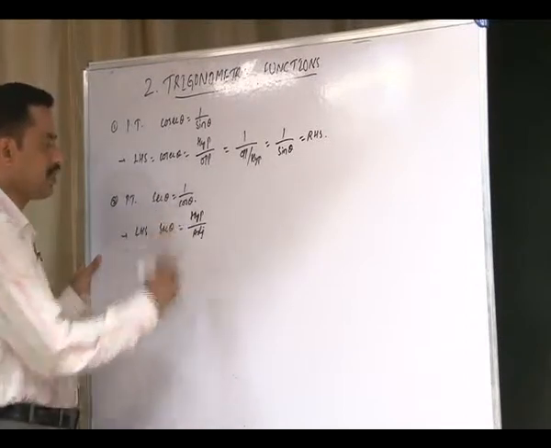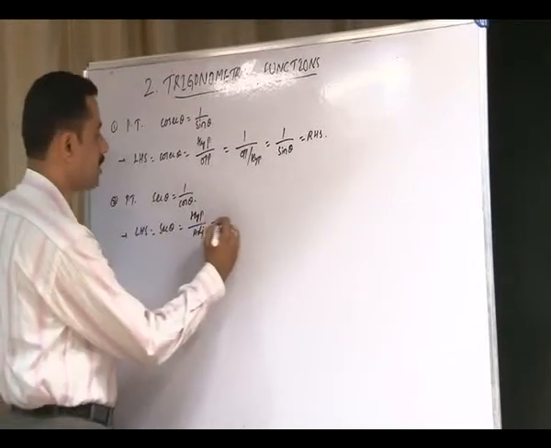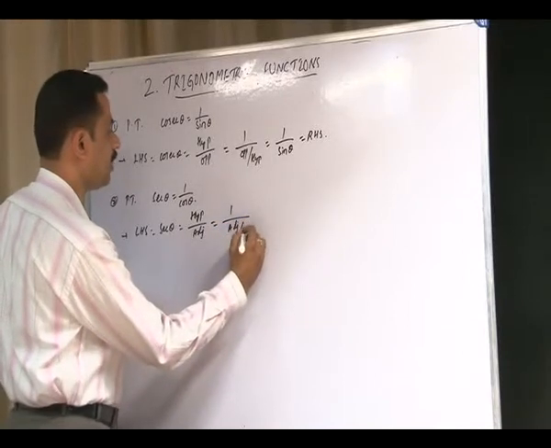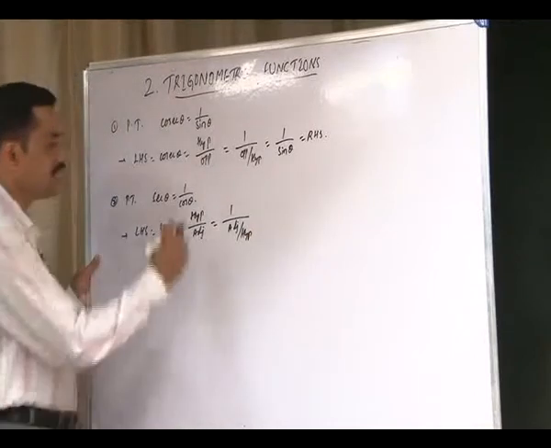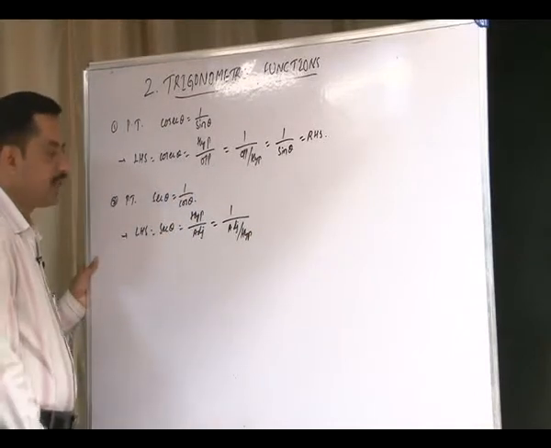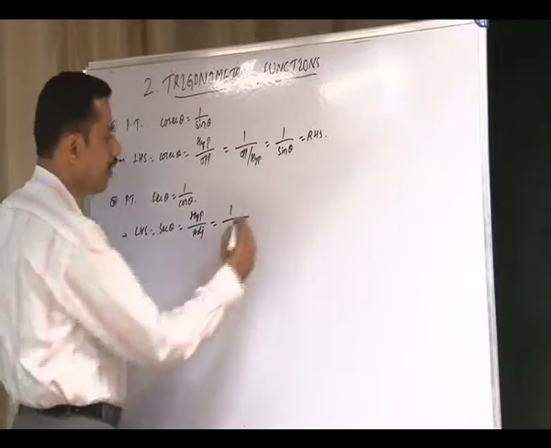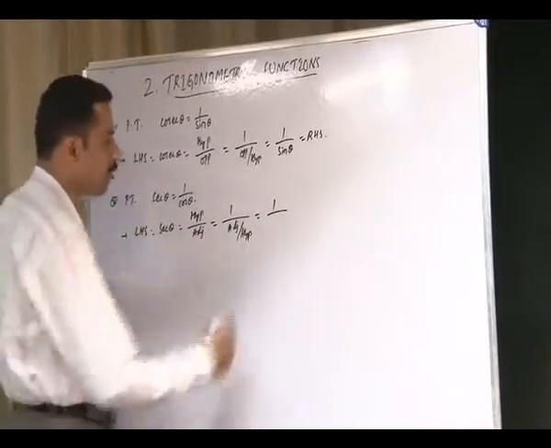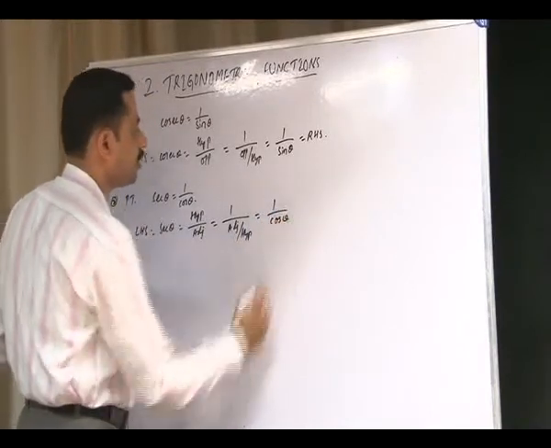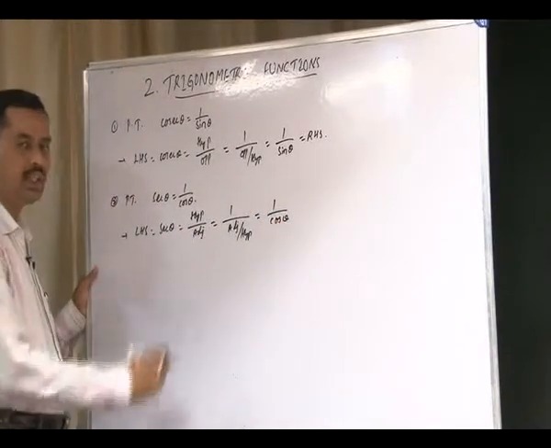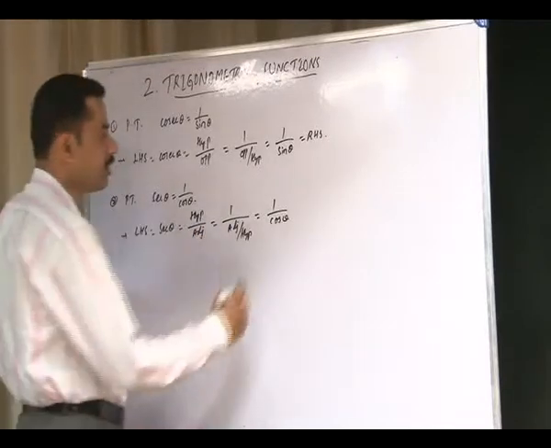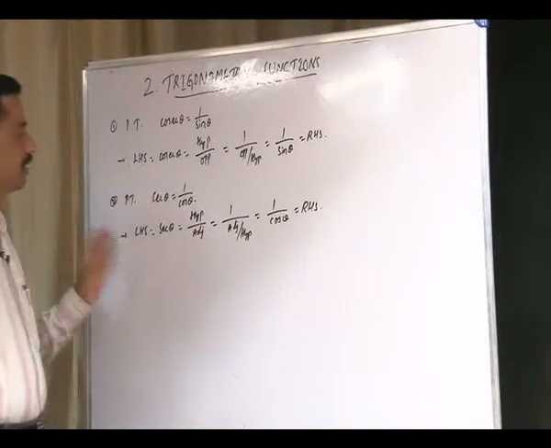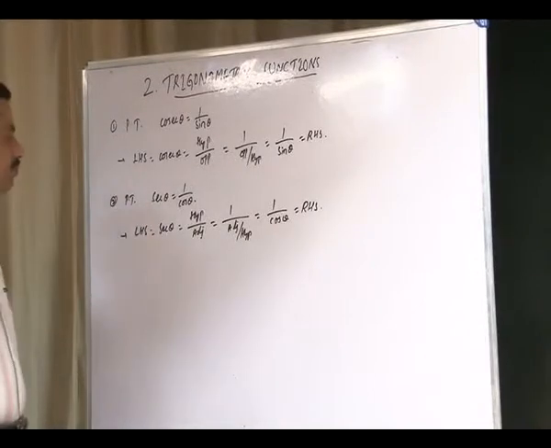So, secant theta is equal to hypotenuse divided by adjacent side, and this can be written as 1 over adjacent side divided by hypotenuse. I transfer this hypotenuse to denominator, that becomes adjacent side divided by hypotenuse, and that is equal to 1 over adjacent side divided by hypotenuse, which is nothing but cos theta by definition. Cos theta is defined as the ratio of adjacent side divided by hypotenuse. So, that is nothing but right hand side here. That proves that secant theta is equal to 1 by cos theta.